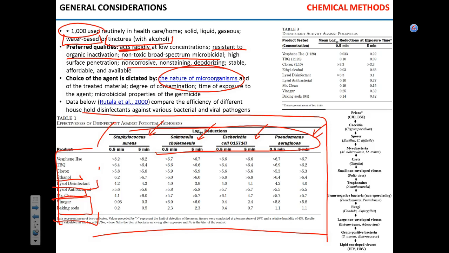Now, what is kind of interesting, not only different chemicals have different efficiency, but there is difference between microorganisms. For instance, it's most obvious with vinegar and baking soda. Say, acidic treatment is not super efficient on Staph aureus or E. coli, but works pretty well against Salmonella and Pseudomonas. Now, if that would be up to me, my household, I would actually be more concerned about Staph aureus or E. coli than about Salmonella or Pseudomonas.